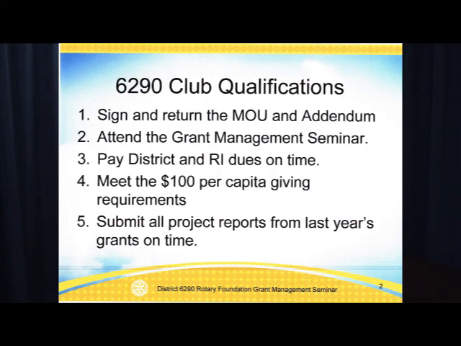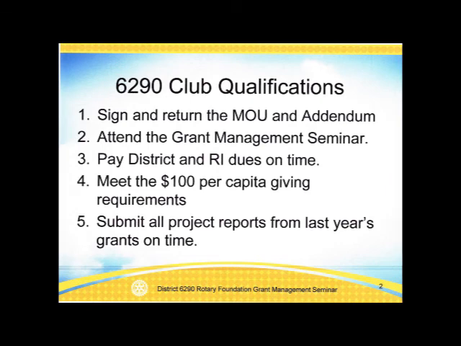You will find more information on this change in the document called Changes to 6290 Global Grant Application Process that you downloaded earlier. Send your completed combined Memorandum of Understanding and addendum to the District Stewardship Chair as a separate file before you apply for a grant.